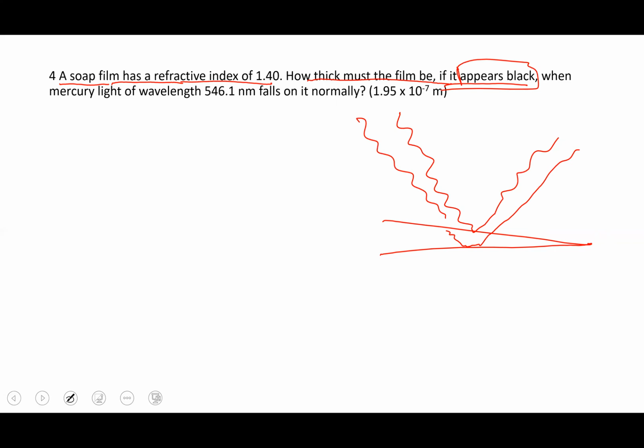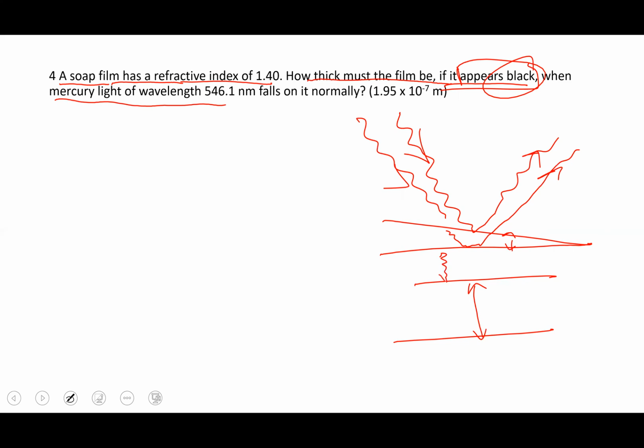Now we have to find the thickness of the film, how thick a soap film should be, so that the light reflecting back from here appears black when mercury light of wavelength 546.1 nanometers falls on it normally. Basically it transfers from one material to another, then it reflects back from here to here, so it has to cover a distance of 2D. So we have to cover a distance of 2D.